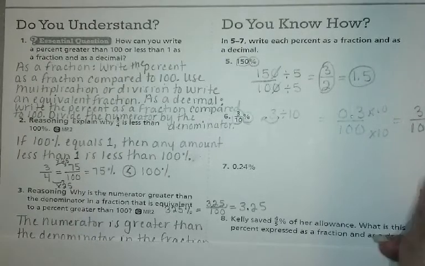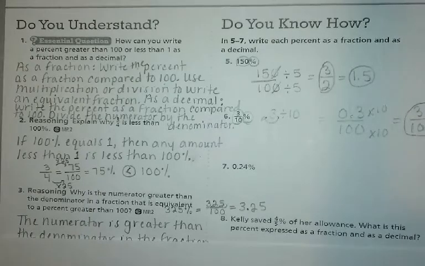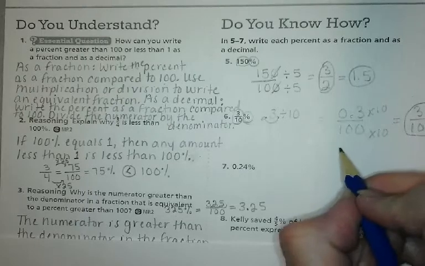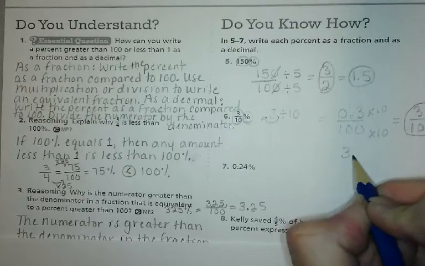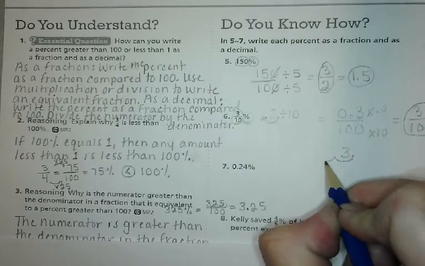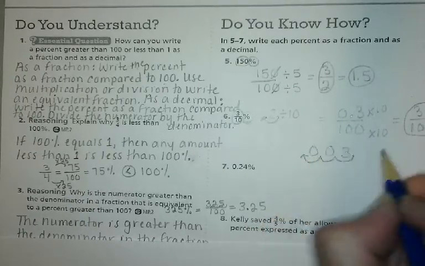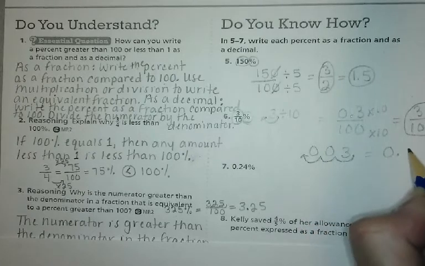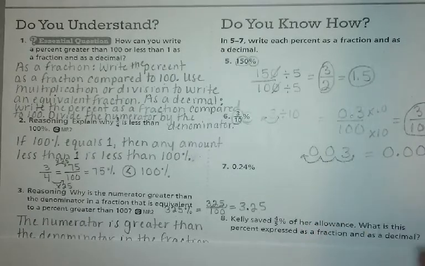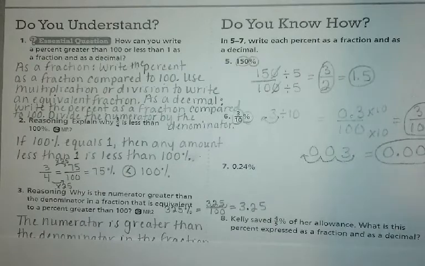Okay, so that would be our fraction equivalent. And then in decimal form, if you take a 3, the decimal would be here to be 3. And to divide by 1,000, we're going to move the decimal 1, 2, 3 places to the left, fill in our circles. We get 0.003, which is 3 thousandths. So again, we have our percent, our fraction, and our decimal.